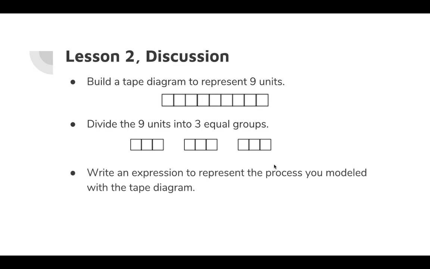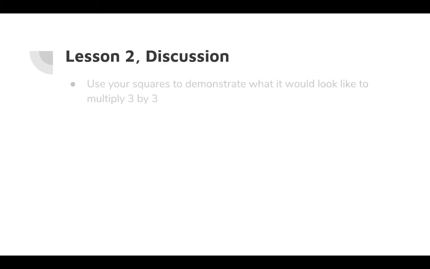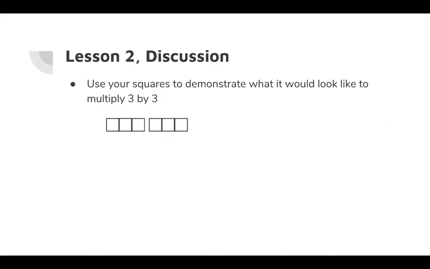Write an expression to represent the process you modeled with the tape diagram. Think about it. That's just 9 divided by 3. Evaluate the expression. So now that means we should answer it. And that's 9 divided by 3 equals 3. Use your squares to demonstrate what it would look like to multiply 3 times 3. So here we have 3 boxes, another 3, and another 3.